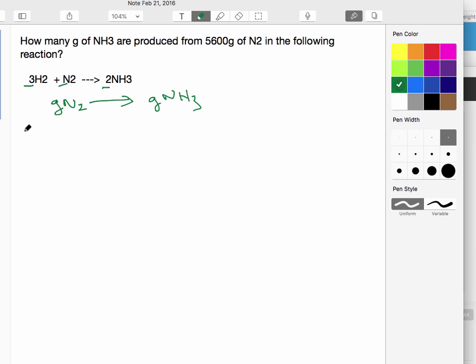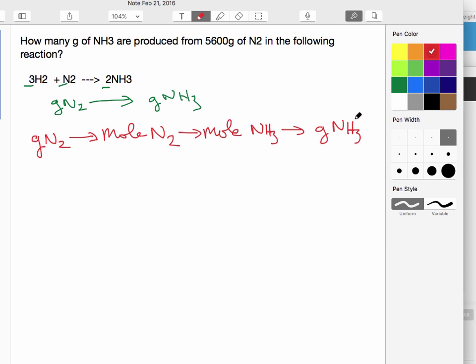And so the way that this works is you have to start with the grams of nitrogen and turn that into the moles of nitrogen, and then you have to turn that into the moles of ammonia. And you have to turn that into grams of ammonia. So here's how this works. Here's what you need to do each one.